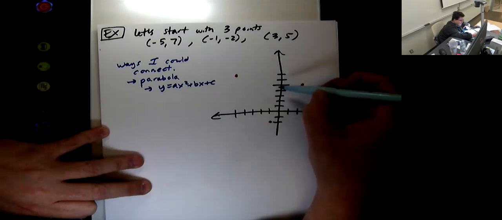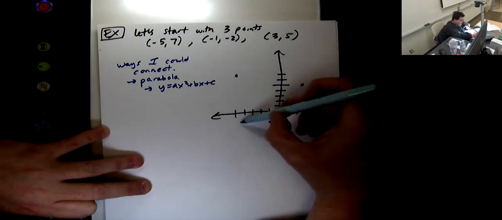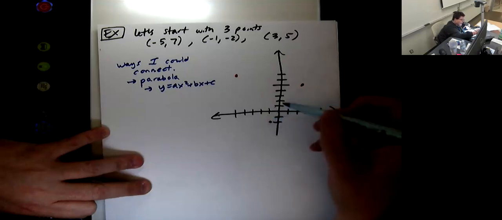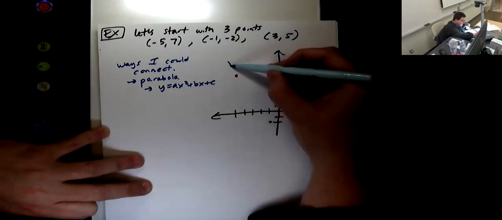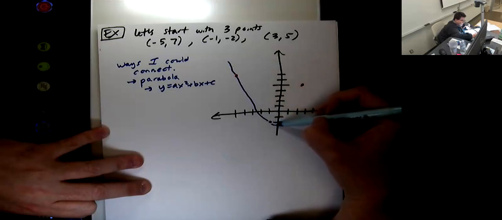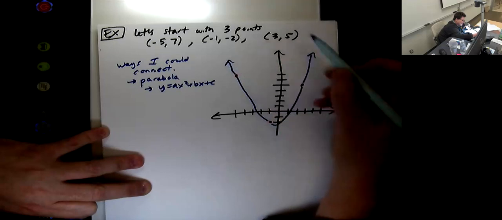Now, this is 4 to the right, and that's 4 to the left, but they're not at equal height, so this is not the vertex. I'm guessing the vertex is a little over here, but I don't know where. I'm guessing it's going to look something like this, but I'm not certain. That's just a guess.